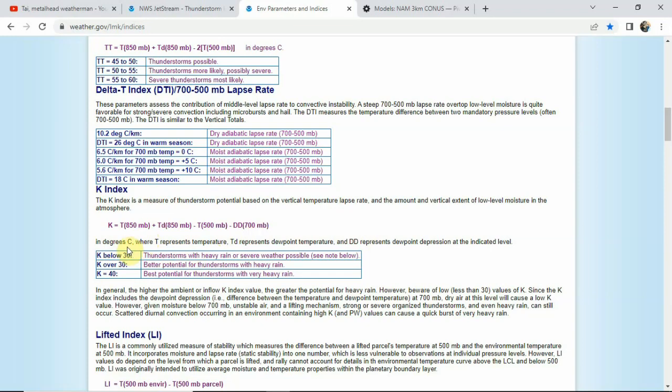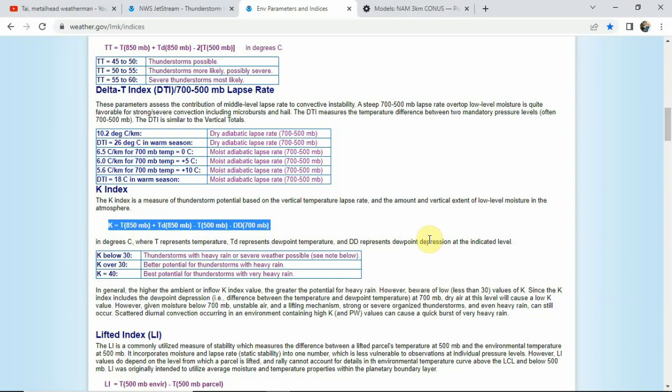So basically, this is the formula right here, by the way, for any of you math and science nerds that want to get into this. But basically, in degrees Celsius, where T represents temperature, TD represents dew point temperature, and DD represents dew point depression.